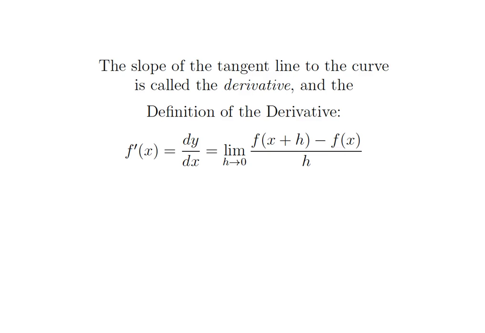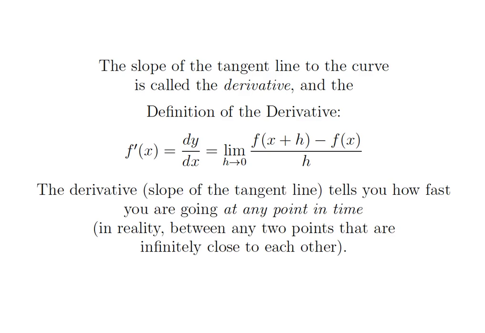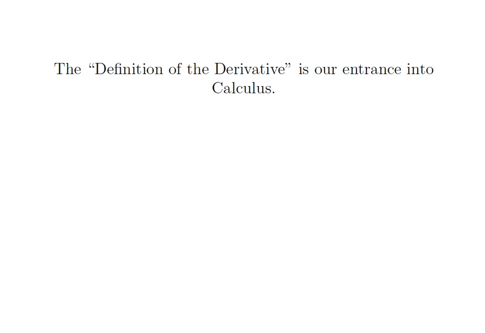The slope of the tangent line to the curve is called the derivative, and the definition of the derivative is usually represented by f prime of x, and that's equal to dy dx, the derivative of y with respect to x, which is the limit of f of x plus h minus f of x over h as h approaches 0. The derivative, being the slope of the tangent line, tells you how fast you are going at any point in time. As I said before, in reality, between any 2 points that are infinitely close to each other. The definition of the derivative is our entrance into calculus.